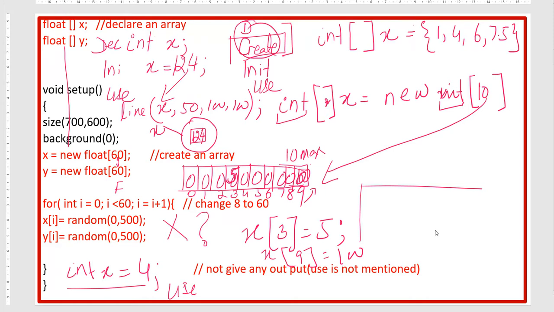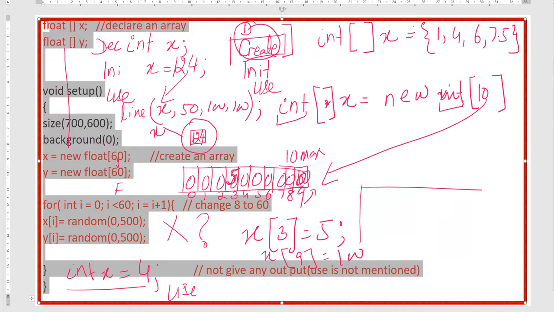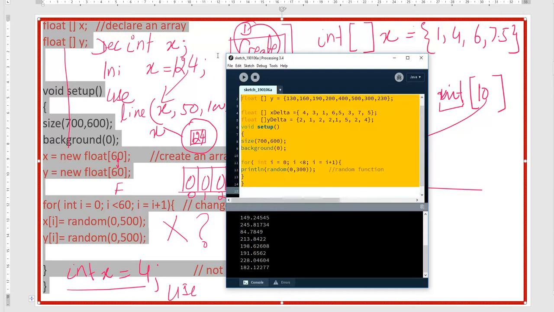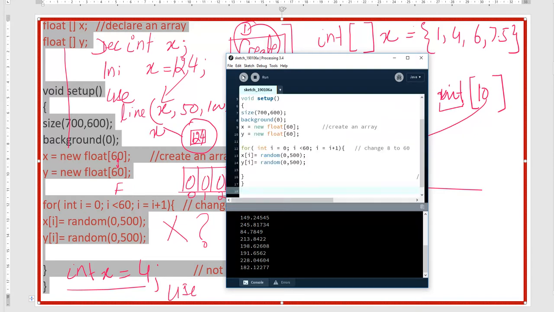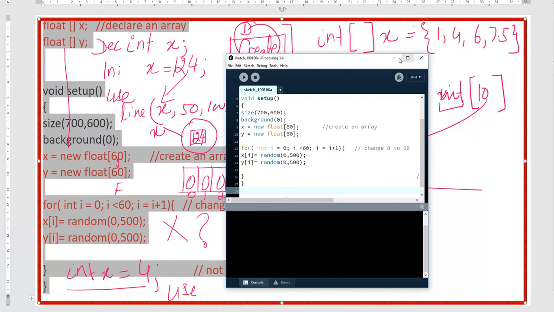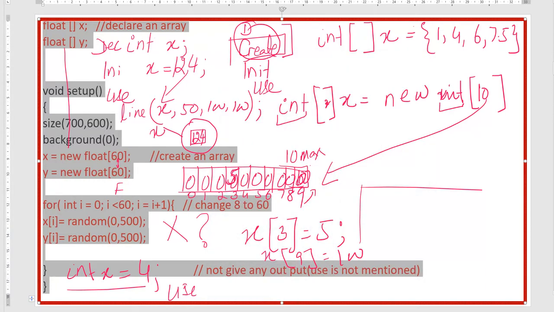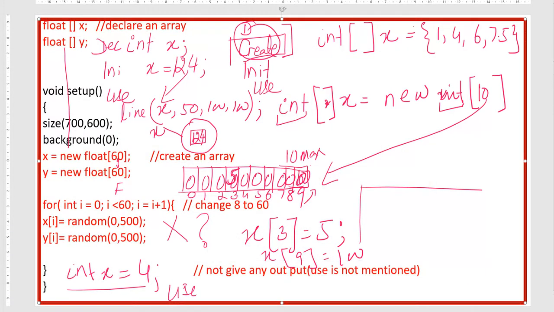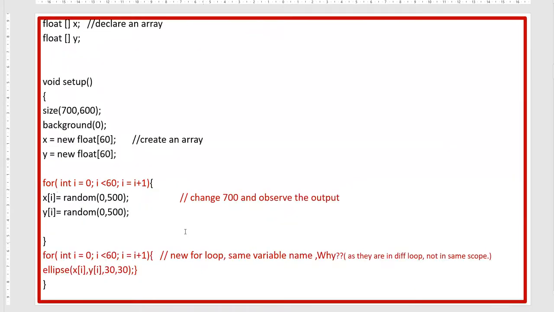What do I want to make: a line, ellipse or triangle? I have not given any output because the use is not mentioned. I will show you. Everything is perfect. Everything is good. When I run this, see, it's blank, right? So now in this slide you have learned how to declare, create and initialize the array. In the next slide I will show you how to use it.